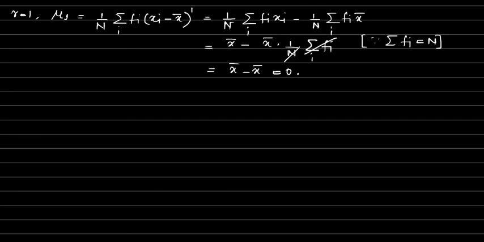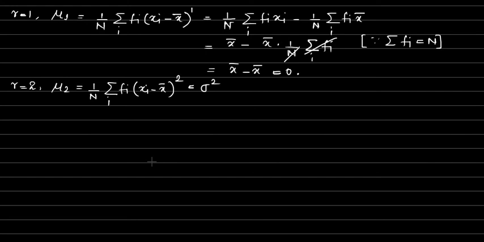So proceeding similarly, if we put r equal to 2, then you can see that mu 2 is 1 by n summation over i of fi into (xi minus x bar) to the power 2, which is nothing but the definition of variance, that is sigma square. So mu 2 is similarly sigma square.